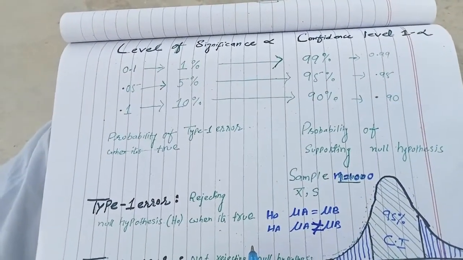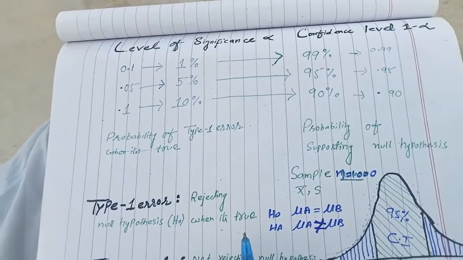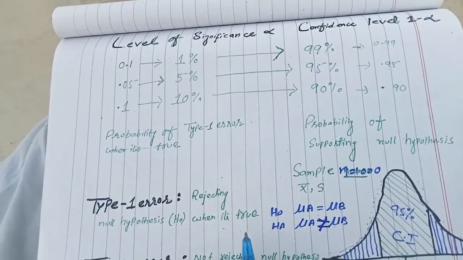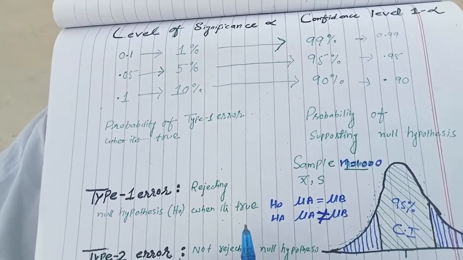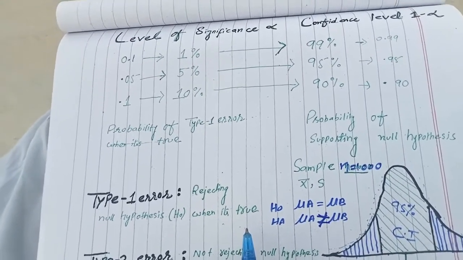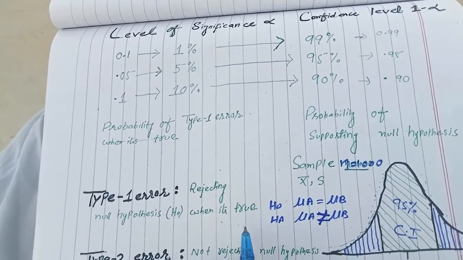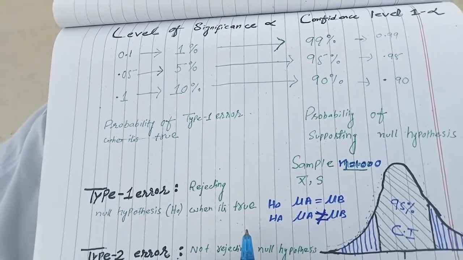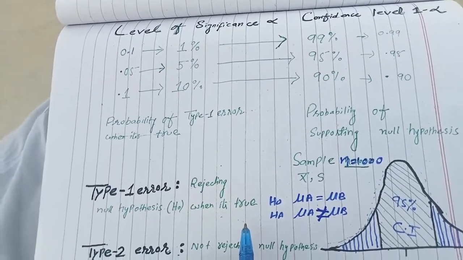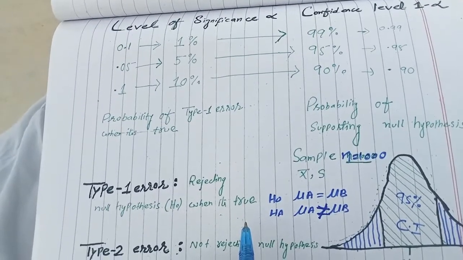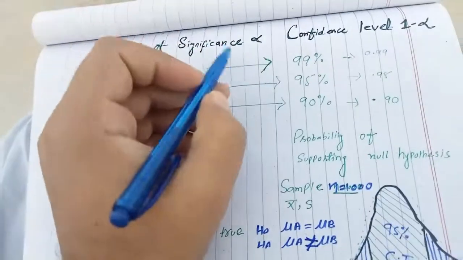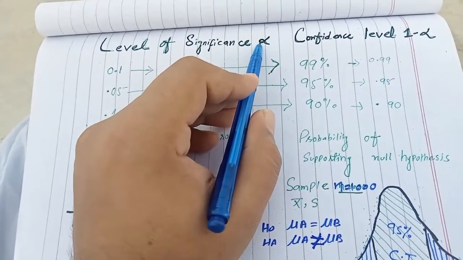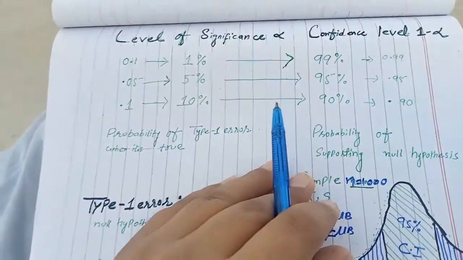In this video we'll discuss the level of significance and the confidence level. As I discussed in the previous video, when we are doing hypothesis testing, we have to support or reject the null hypothesis. While doing this, what is the percentage that we make a mistake, when we make wrong decisions or errors? These are measured by alpha, the Greek letter alpha, which is the level of significance.